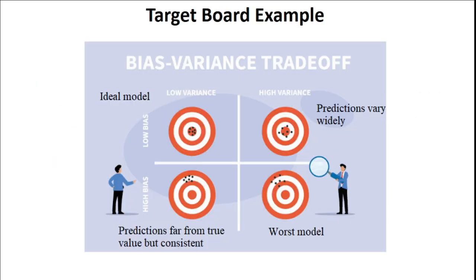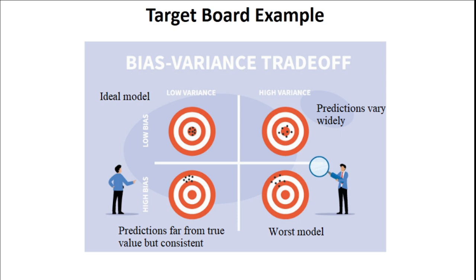We can see this case with the help of a target board example, and we simply call it the bias-variance trade-off. We have four quadrants: quadrant 1, quadrant 2, quadrant 3 and quadrant 4. This is the low bias and low variance condition, the actual model we want. In the target board example, the center is our actual value, and the predicted values are given as dotted marks. This is the condition we want: low bias and low variance.